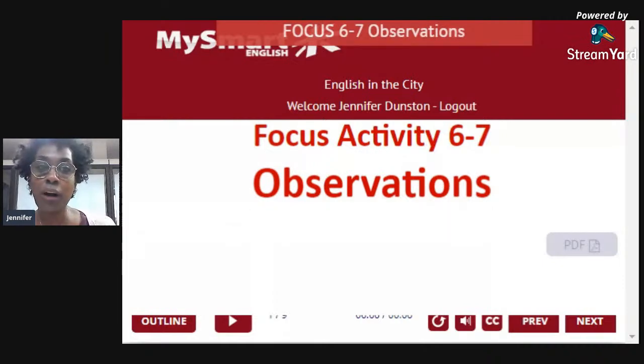Okay, I want to welcome everybody this afternoon. Today we are doing focus activity 6-7, observations. Now, when we observe something, what does that mean? It means that we're looking at something.